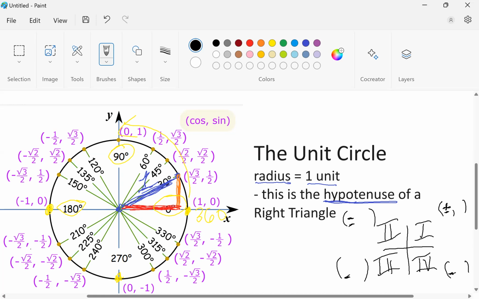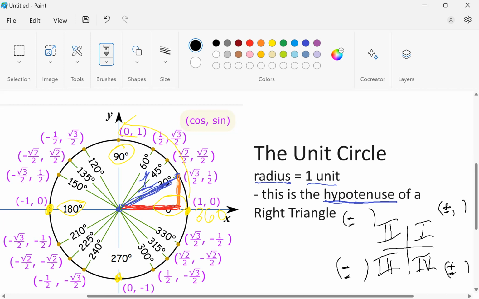In quadrant 3 down here, our X values are still negative. And then in quadrant 4, we've gone back over to the positive side of the X axis. So now we see our X values after the 0, 1/2 is positive, square root of 2/2 is positive, square root of 3/2 is positive. So in the fourth quadrant, the X values are positive.